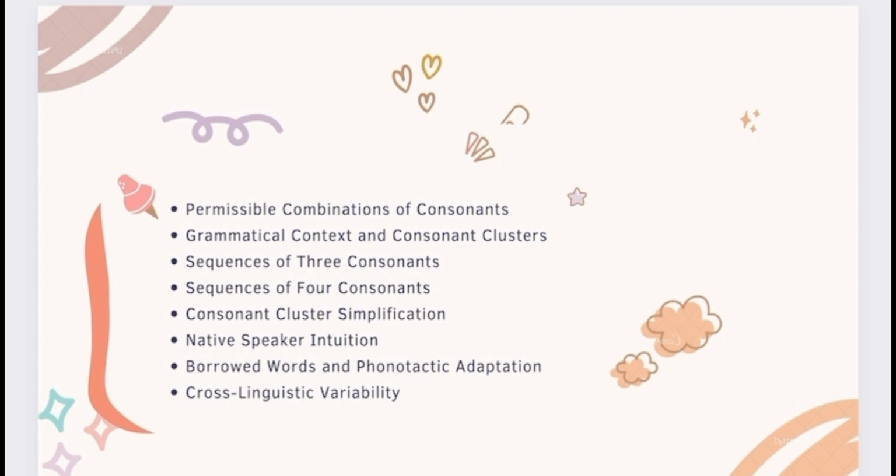Grammatical context and consonant clusters. Certain consonant clusters indicate specific grammatical context. Sequences of 3 consonants, for example, in meets, boxed. Sequences of 4 consonants can occur, but they are rare. For example, sixth, texts.